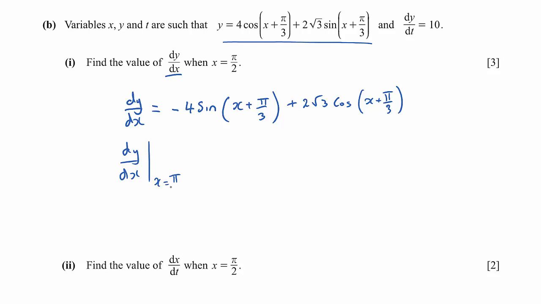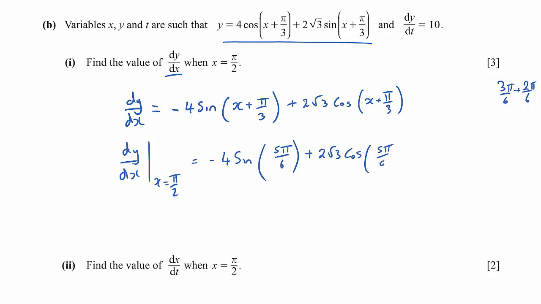So dy/dx evaluated for x is pi by 2 is going to be negative 4 sin(pi/2 plus pi/3). Well, that's 3 pi by 6 add 2 pi by 6. So that's 5 pi by 6. And then we've got 2 root 3 cos 5 pi by 6.